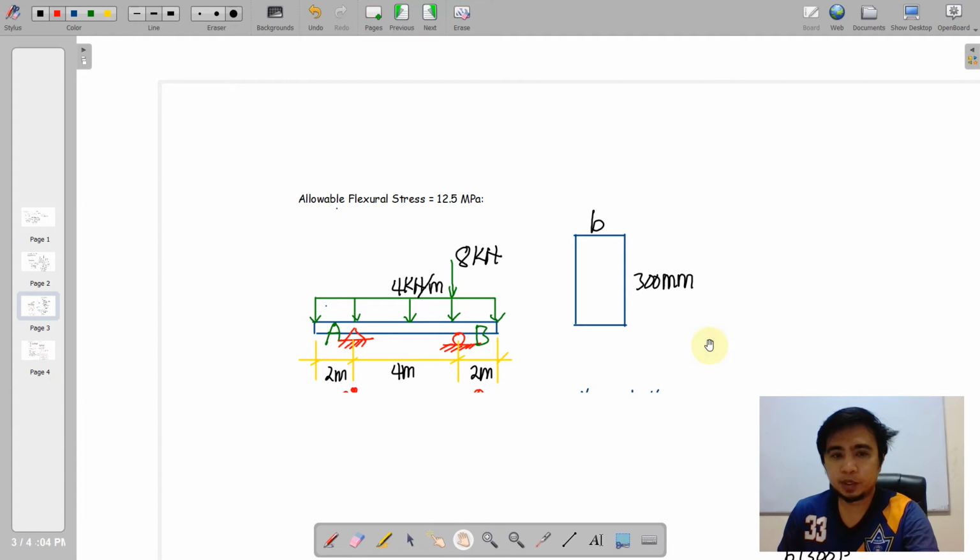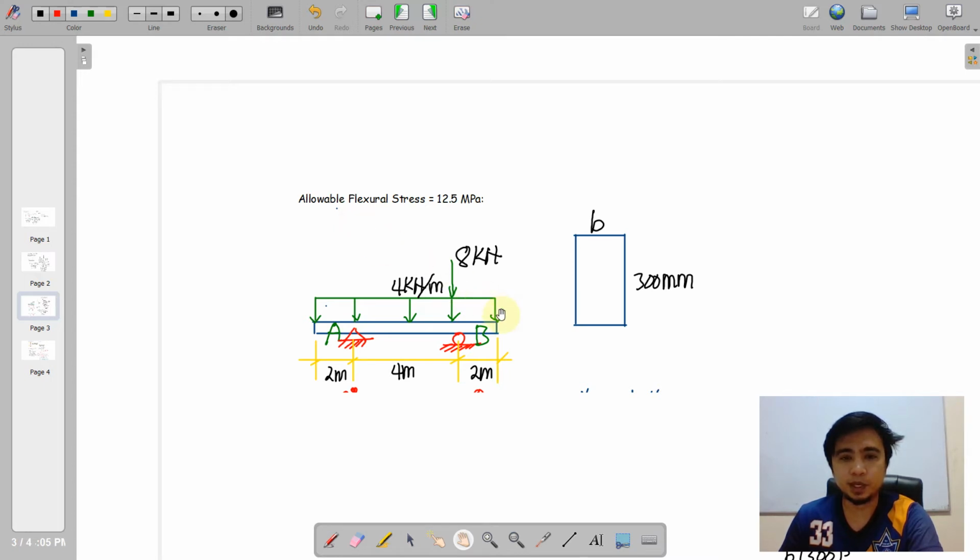For the next problem, we have a simply supported beam having a roller and a pin. We have a symmetric layout of the location of the supports, and then we have unsymmetrical loading. We have a 4 kilonewton per meter distributed load and 8 kilonewtons concentrated at point B. The cross section is B by 300 millimeters, where B is yet to be calculated on the condition that the allowable flexural stress is equivalent to 12.5 megapascals.